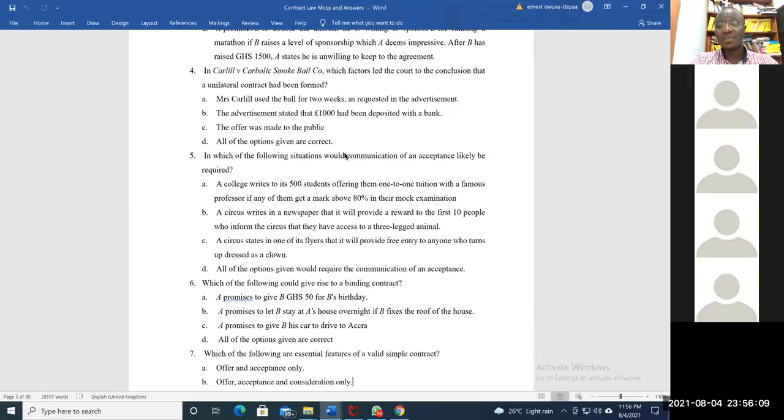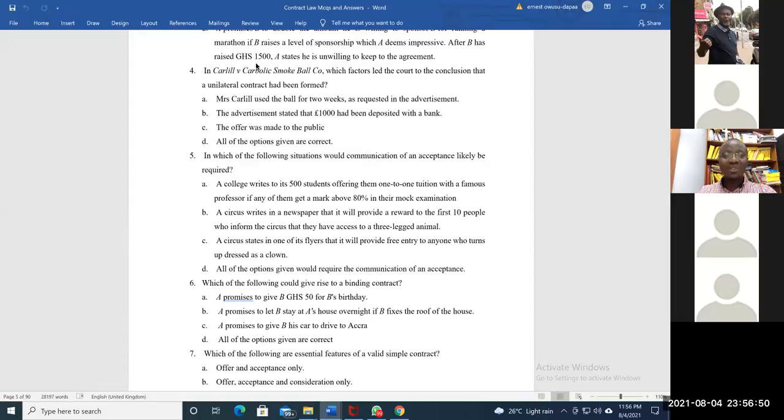we could say that, the question said which factors, so please sometimes pay attention. The question said which factors led the court to the conclusion, and all the things that we have in A, B, C, they all played a role in the decision of the court. And for that matter, it will be correct to go for D instead of just settling on A. So that is why D is the correct answer rather than A.